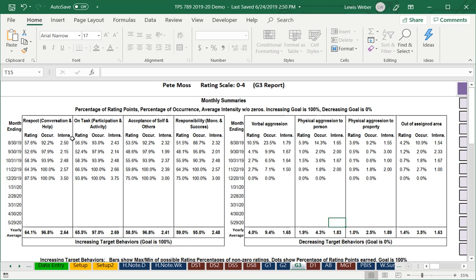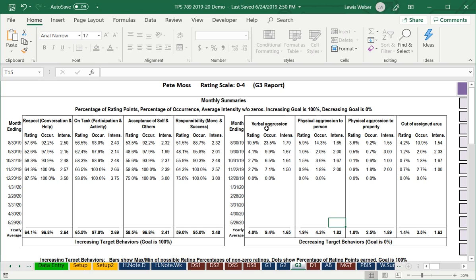Okay, let's hop over to the decreasing targets, because the way that I've been speaking about rating, occurrence, and intensity for the increasing targets is going to be similar all the way across here. But things change a little bit in terms of the meaning for the decreasing targets. Rating continues to be important. Rating, again, is the percentage of rating points earned and includes all data. And we can see in this case that the rating percentage decreased over months down to 0, which is very good. Occurrence is very important for decreasing targets.